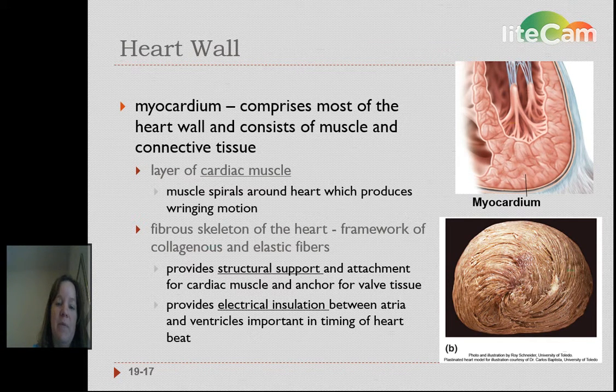There's also a fibrous skeleton in the heart. And this fibrous skeleton will actually insulate the atria from the ventricles. And so when the atria contract, the signal will travel all through the atria at once, and then it has to go through a special conduction system for that signal to get to the ventricles. And we'll take a closer look at that a little bit later on.